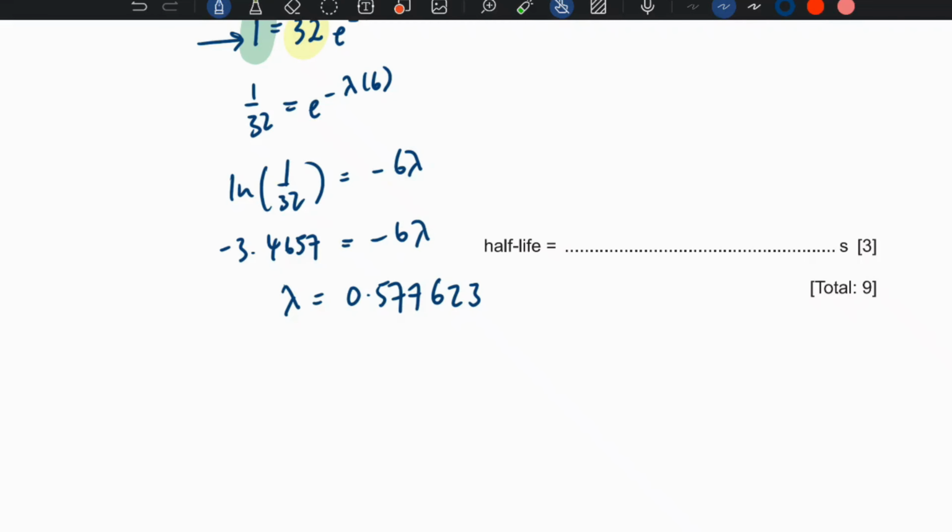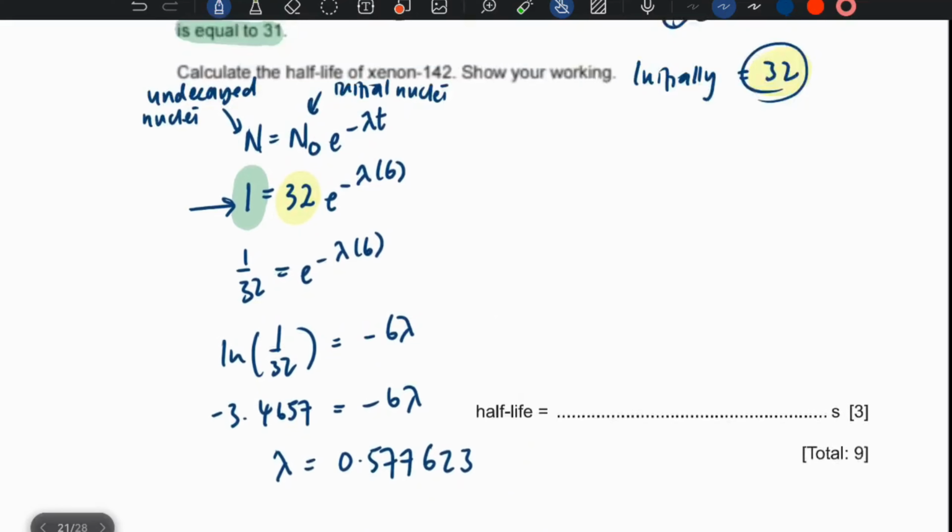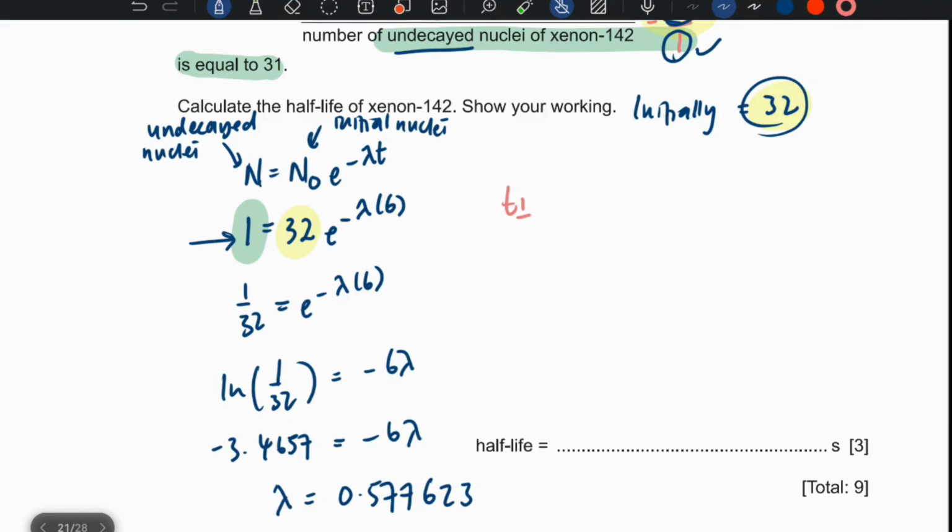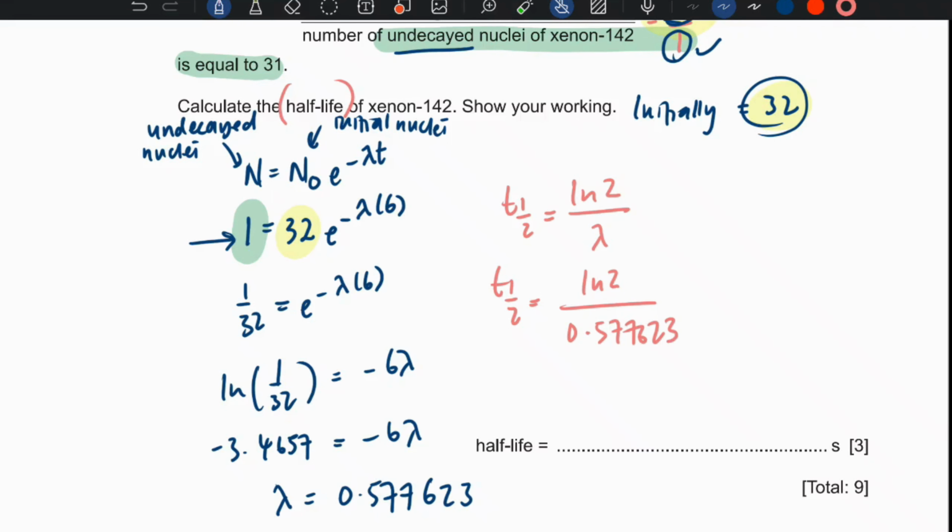Okay, so now we have found lambda. What can we do next? We know there's a formula, half-life equals ln 2 over lambda. That is what they're asking, they want to find the half-life. So half-life equals ln 2 over lambda, where lambda is 0.577623. Make sure you write the correct value from your calculator, don't copy wrongly. So I divide, and I get a perfect answer. Just nice, 1.2 seconds. And this is your final answer.